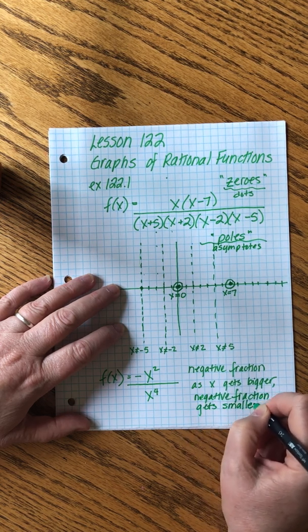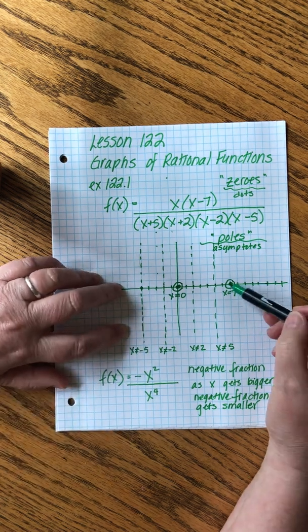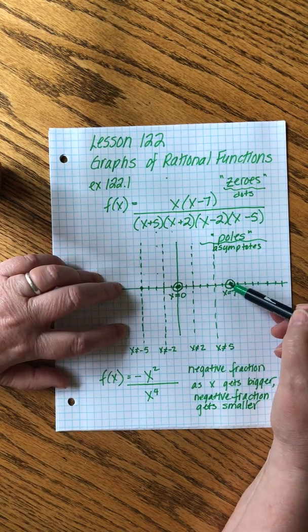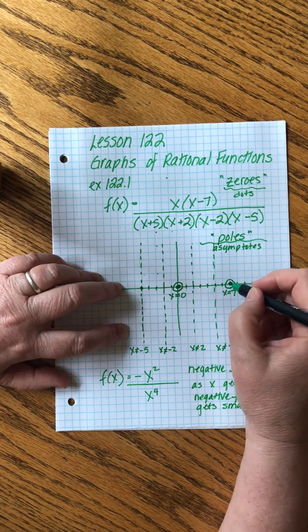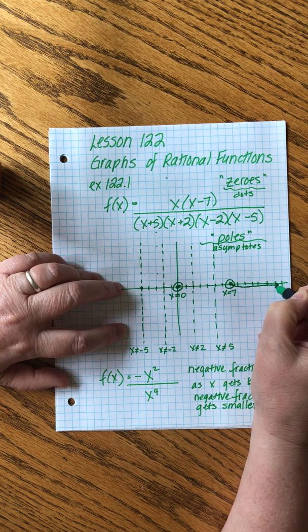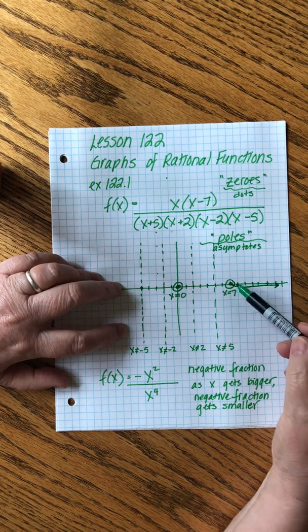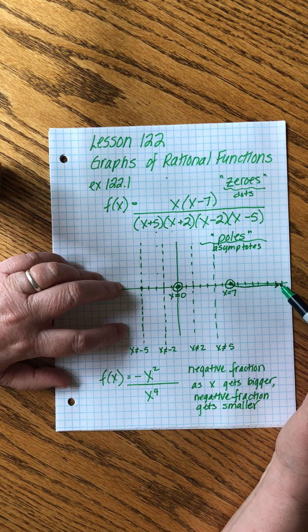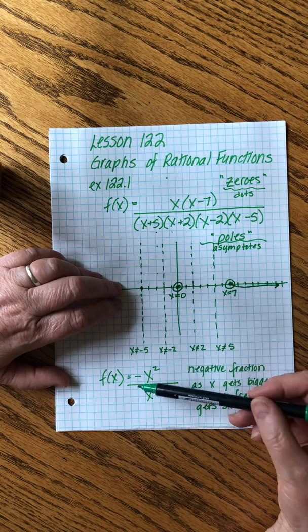So what that tells us is that the way it's going to behave out from this, this is our farthest point to the right, is that our curve is going to become a horizontal asymptote. It's going to become closer and closer to this. It's going to stay on the lower side of this line because it is negative.